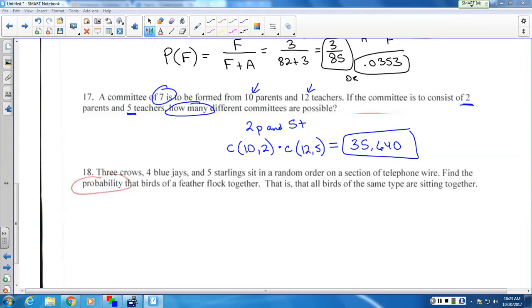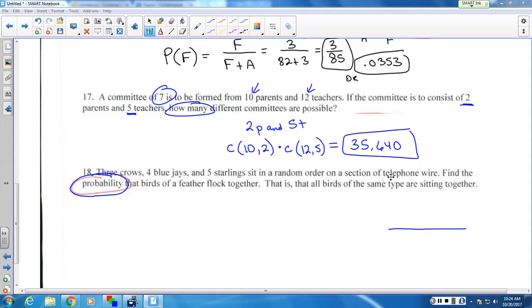Okay, number 18. 3 crows, 4 blue jays, 5 starlings sit in random order on a section of a telephone wire. Find the probability that birds of a feather flock together. That is, that all birds of the same type are sitting together. So is this going to be an order matters or order doesn't matter problem? Order matters. We're going to do the dashes. Why? Because we're sitting them down in a row. And so, again, probability means I'm going to be dividing by something. So let's go ahead and figure out the denominator first.